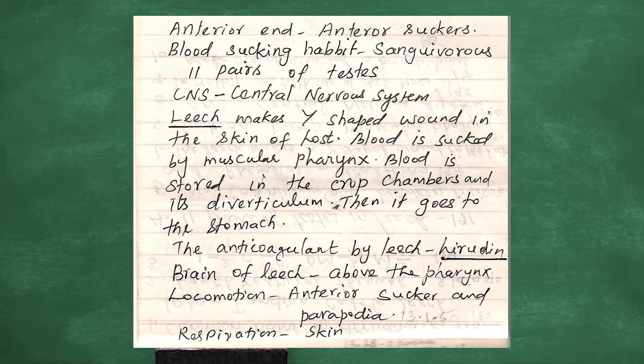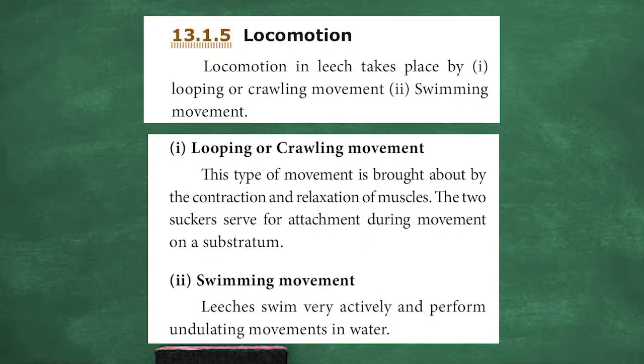Brain of leech. Above the pharynx, the brain is present. Locomotion is done by anterior sucker and parapodia. Then locomotion of leech takes place in 2 ways. One is called crawling movement or looping movement. Second one is swimming movement. In looping movement, the leech will contract and relax. The 2 suckers serve for attachment on the surface. Swimming movement: leech swims very actively and performs wave movements in water.